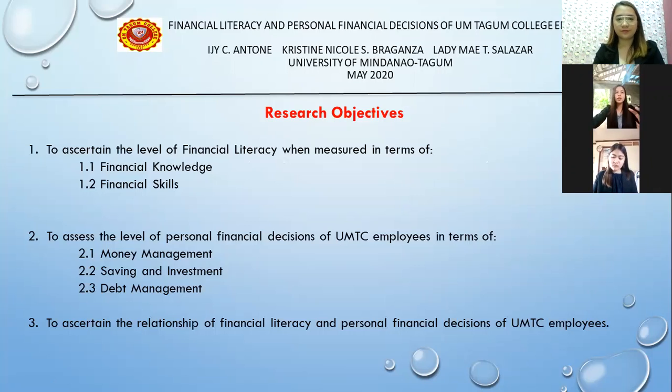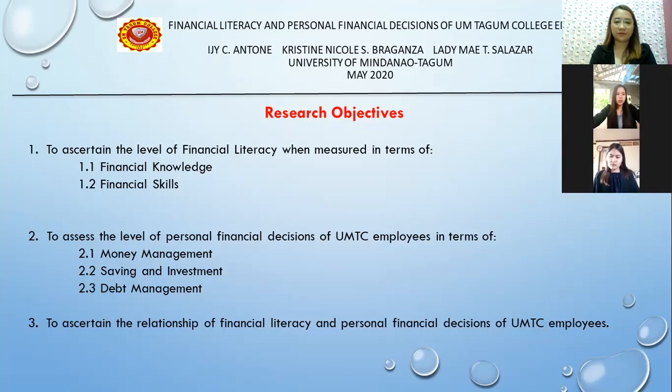So, ma'am and sir, the independent variable here is financial literacy and the dependent variable is personal financial decisions. The indicators of the independent variable are financial knowledge and financial skills, and the indicators of our dependent variable, personal financial decisions, are money management, saving and investment, and debt management.